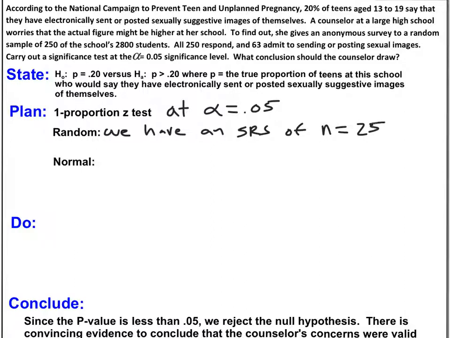250 students. n times p, let's see, n is 250, p is 0.2. That's 50.